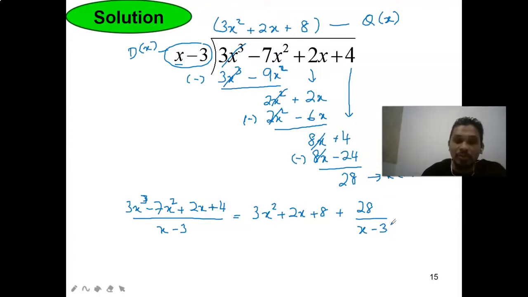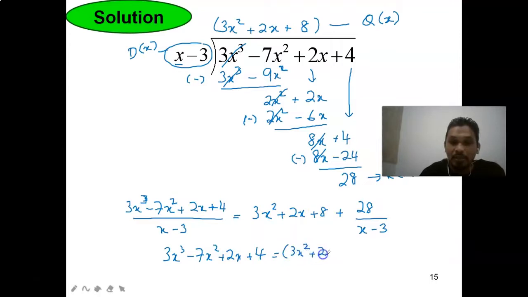Or we may also write this in the form of 3x cubed minus 7x squared plus 2x plus 4 equals the first one here, 3x squared plus 2x plus 8, multiplied with the divisor x minus 3, plus 28.